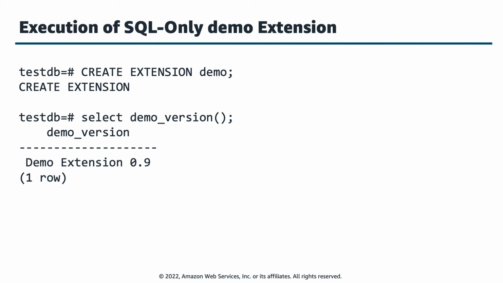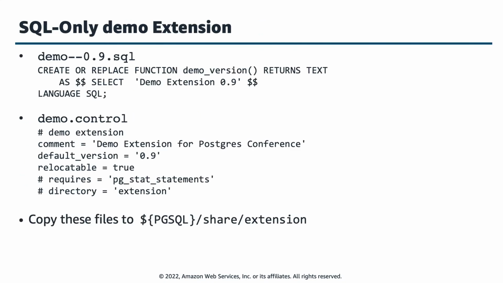So those two files would go in a subdirectory of, yeah, the specific directory is the share extension. You would just copy it in that directory. Just those two files, right?